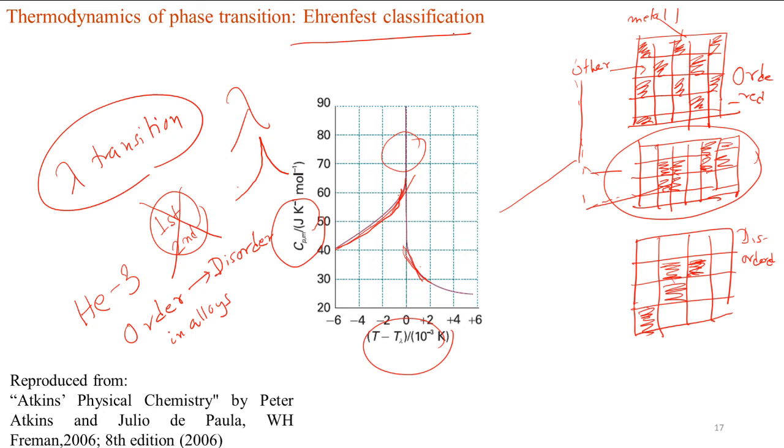So we'll first talk about mixtures in the next class, which will be lecture number 7. In lecture number 8, we'll talk about chemical equilibrium, and in lecture number 9, we'll talk about the electrochemistry part, the equilibrium electrochemistry part, and then we'll start our discussion on chemical kinetics.